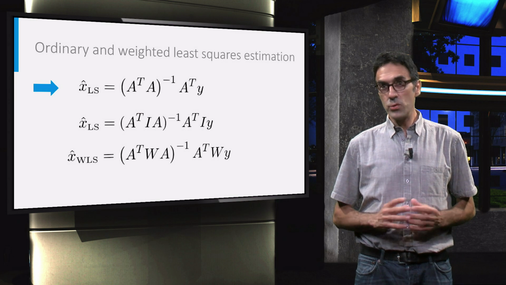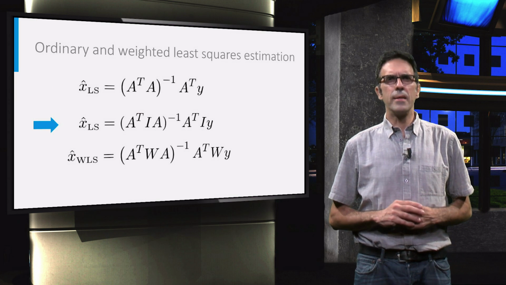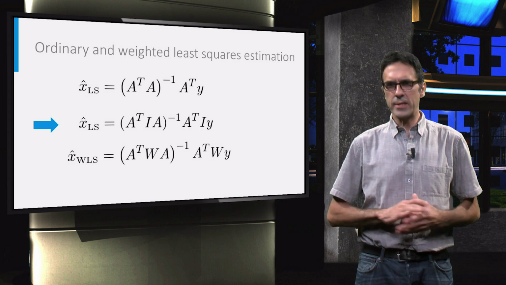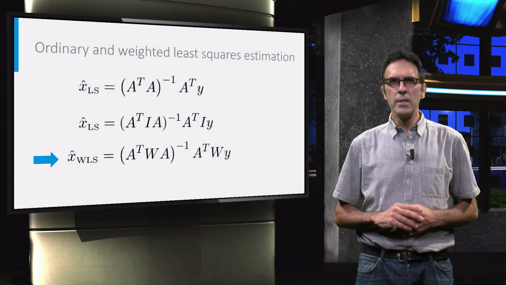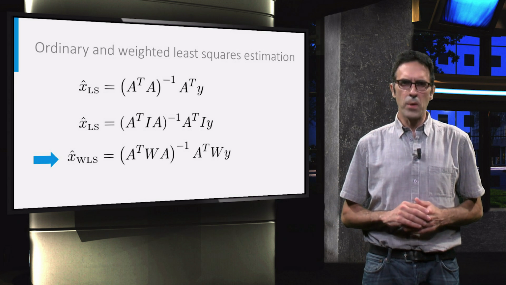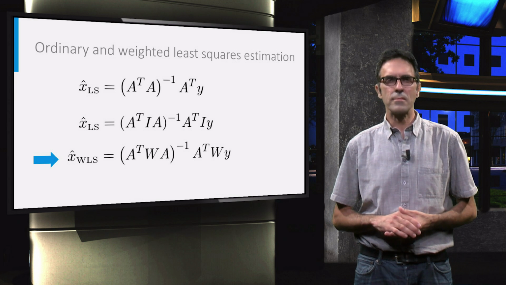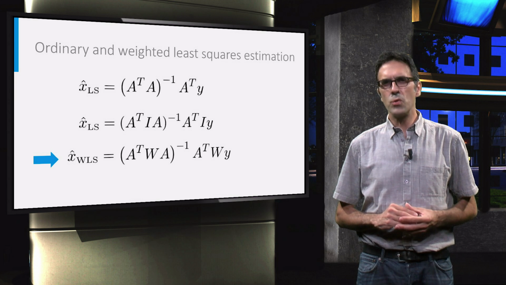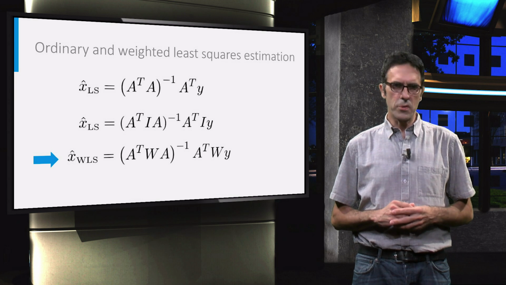If we would insert a unit matrix, I, in this equation, we find that this unweighted estimate is in fact a special case of the weighted least squares estimate, where a weight matrix W is introduced that gives some observations more importance or weight than others. With these equations, we now have the basic elements to obtain an estimate for x, given a specific set of observations y.